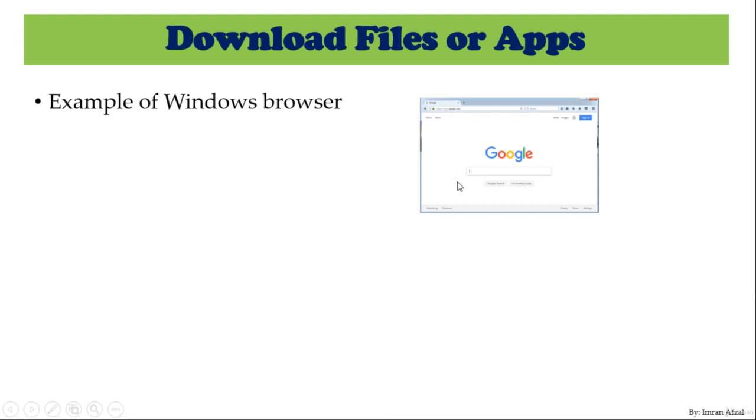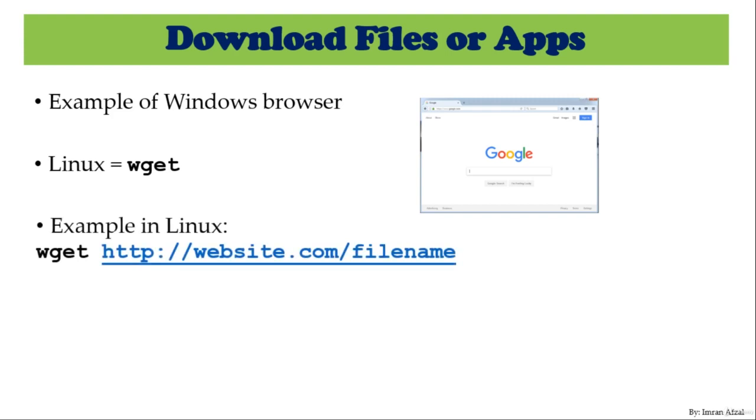But in Linux, we don't have the GUI. So how do we download a file, or how do we download an application that we need? Well, there is a tool in Linux called wget. W stands for World Wide Web, and get is, of course, to get it. So get it from the World Wide Web or the internet. This is the command that you'll use. An example of the command is wget followed by the exact URL where the file is located.